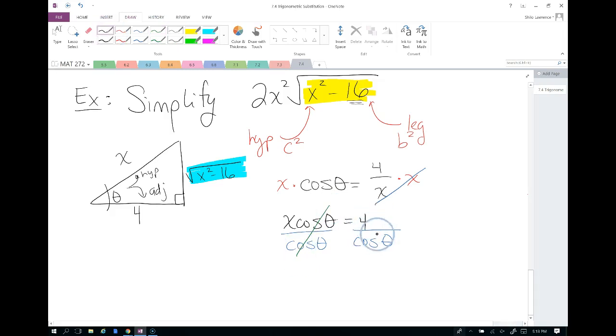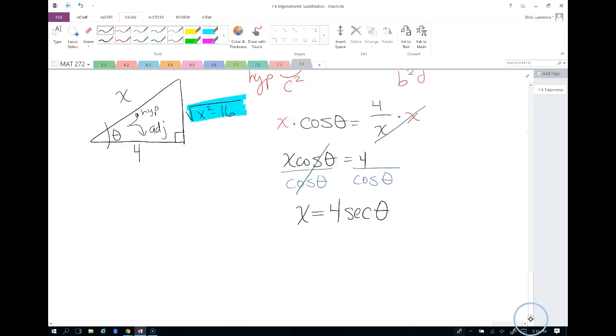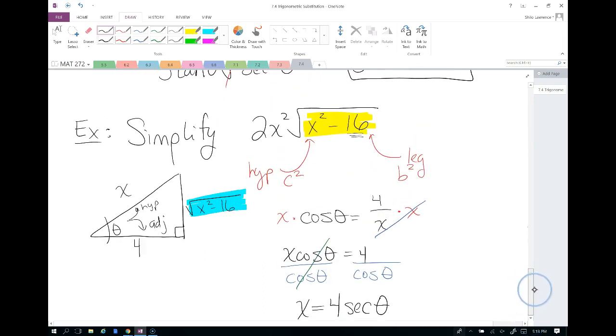And I'm not going to leave it as 4 divided by cosine theta. There is a different trig function we could write instead of having cosine in the bottom, and that is secant. So the substitution we're going to do for difference of squares when the variable is first is secant theta. So now we can use that information to rewrite our expression.